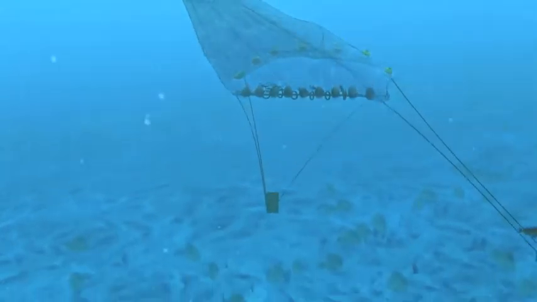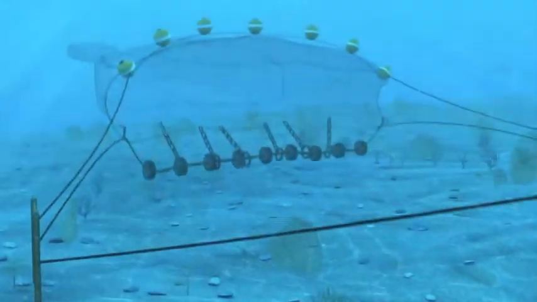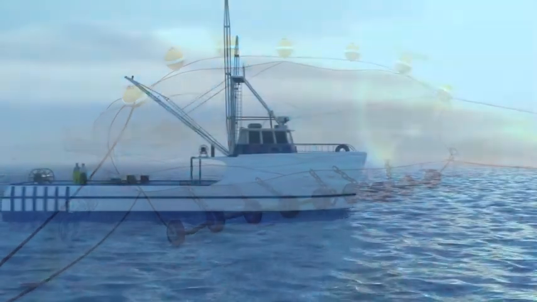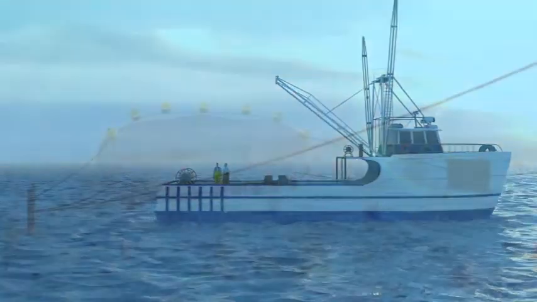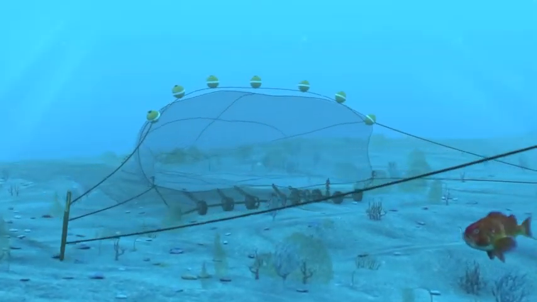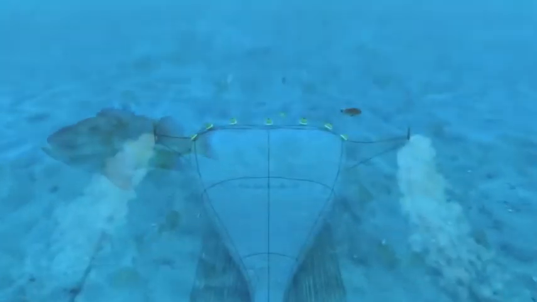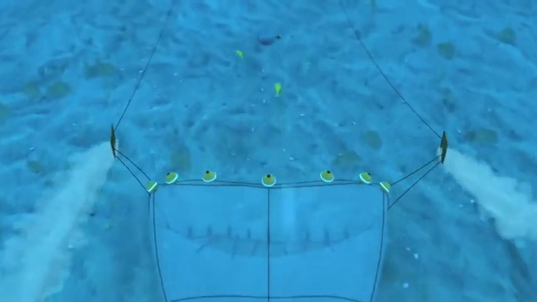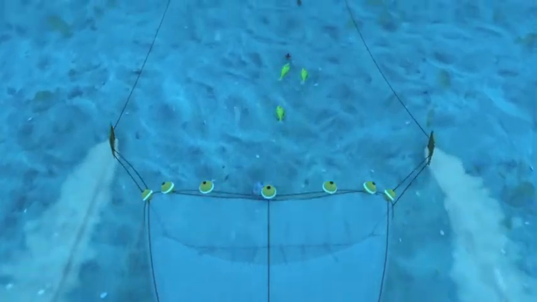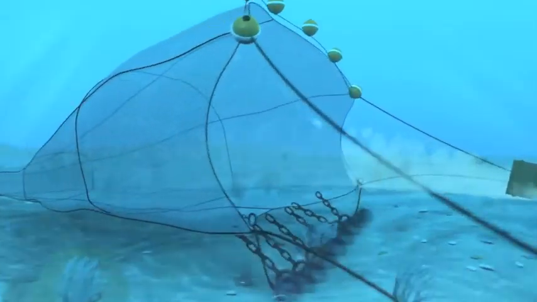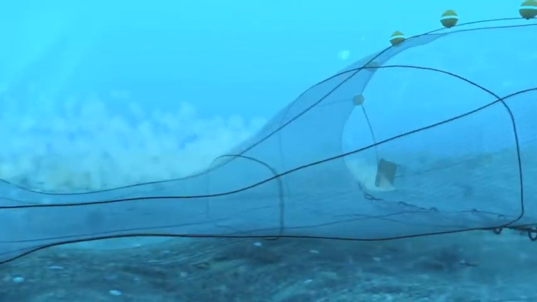A bottom trawl is a type of fishing net that's pulled along the sea floor. Fishermen commonly use bottom trawls to catch shrimp and bottom-dwelling fish like halibut and sole. In addition to these target fish, however, the nets also catch a variety of ocean life that's usually thrown back dead or dying. Dragging heavy gear across the seabed can also damage sensitive seafloor habitat.